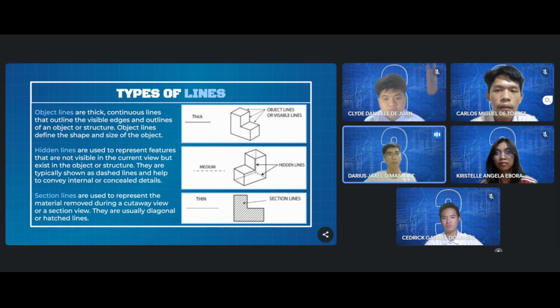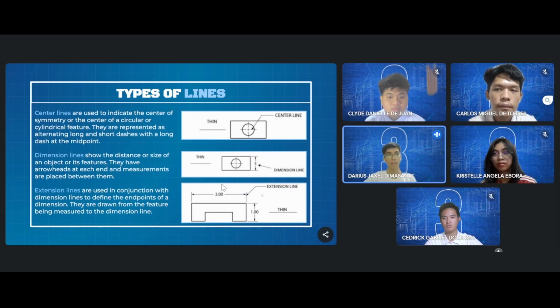Next is dimension lines. This displays the size or distance of an object, with arrowheads at each end and measurements placed in between. Last, for this slide, are extension lines. These are lines used with dimension lines. They mark the endpoints of a measurement, extending from the feature to the dimension line.